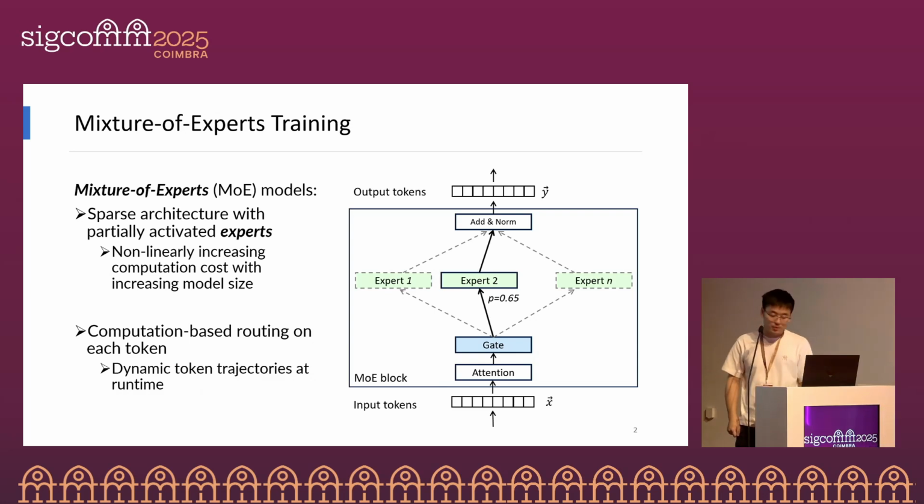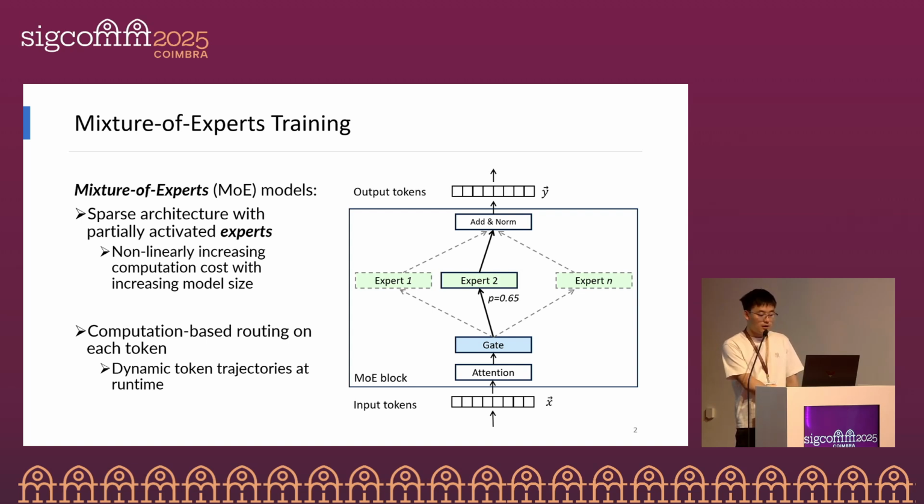MoE models have become a key scaling approach in large language models. An MoE model typically contains multiple MoE blocks. Each MoE block contains one attention module, one gate unit, and several parallel neural networks called experts. Instead of activating all parameters from all experts, only a subset of them are selected for each token by the gating unit.